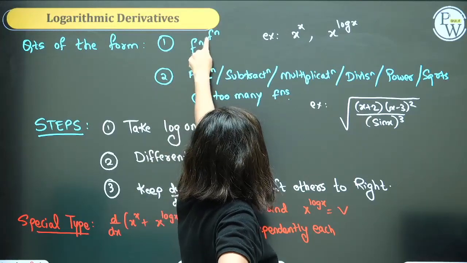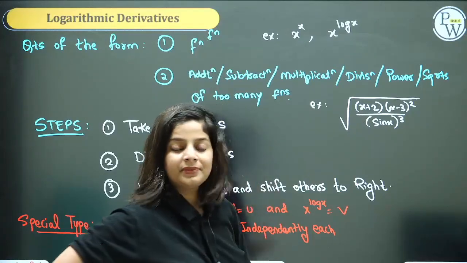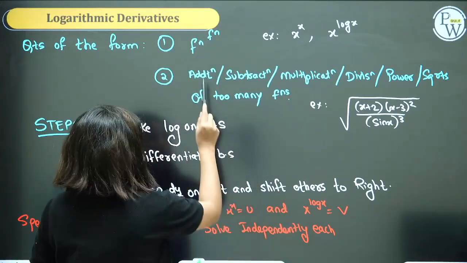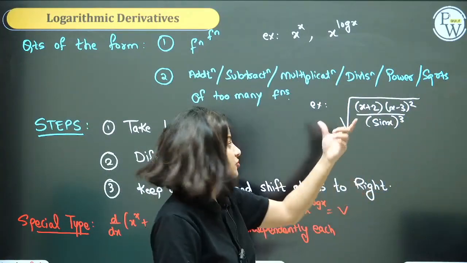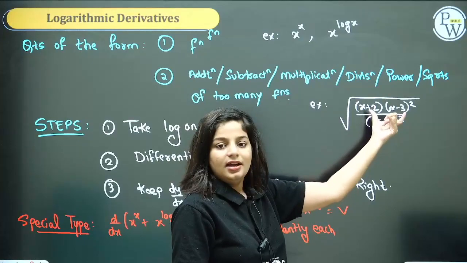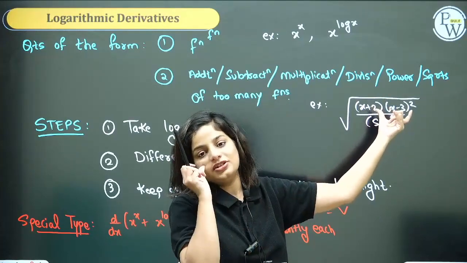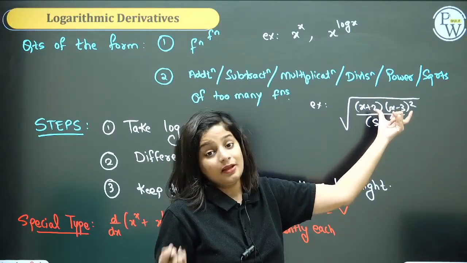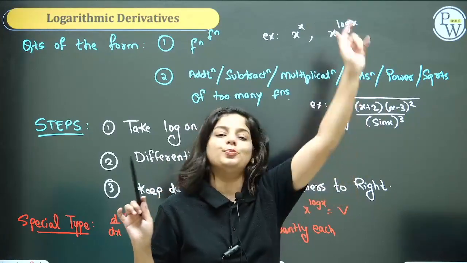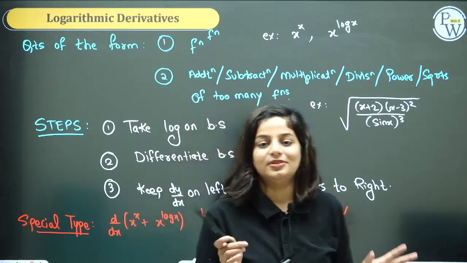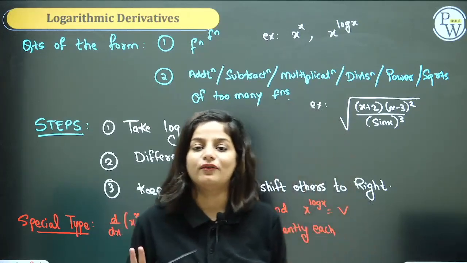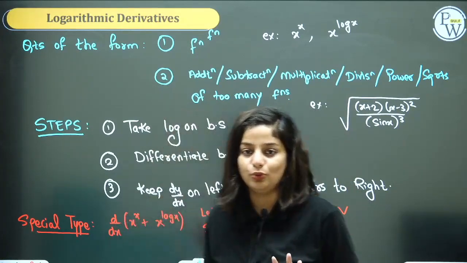Whenever you have a function raised to a function, or you have addition, subtraction, multiplication, division, power, square roots of too many functions, example like this, if I ask you to take the derivative of this, it will be so difficult, isn't it? Using log, it will be super duper simplified. Log properties one should know, like the product rule, quotient rule, exponential rule of log. That I hope you know.